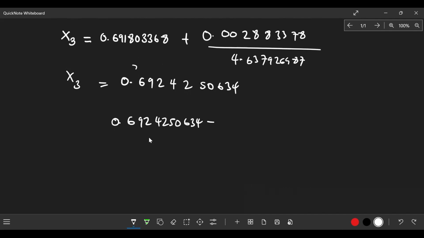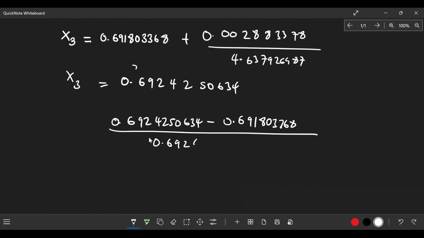42564 minus the previous, now is 0.691803368, divided by the present value, 0.69242 5634. Okay, in absolute. So how much is that?